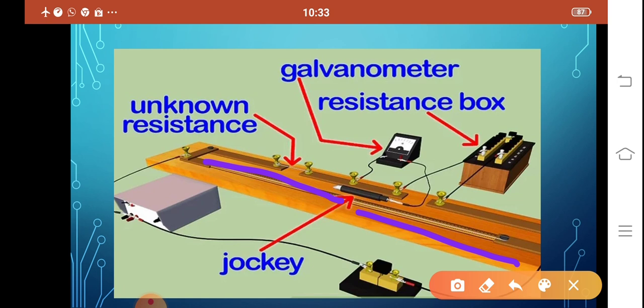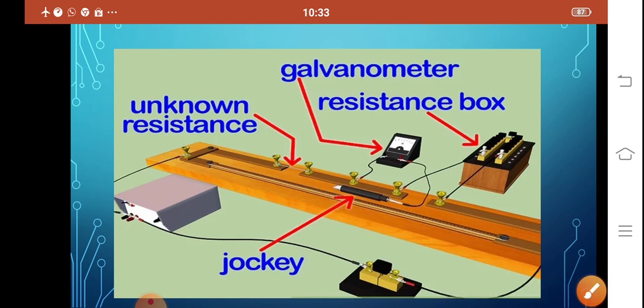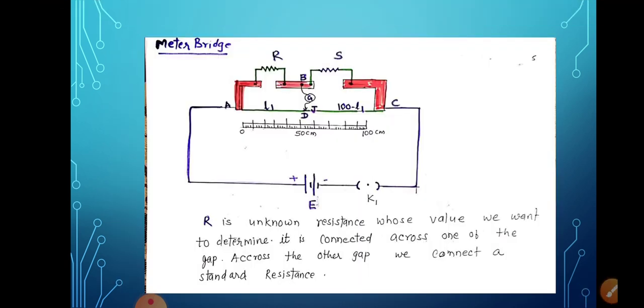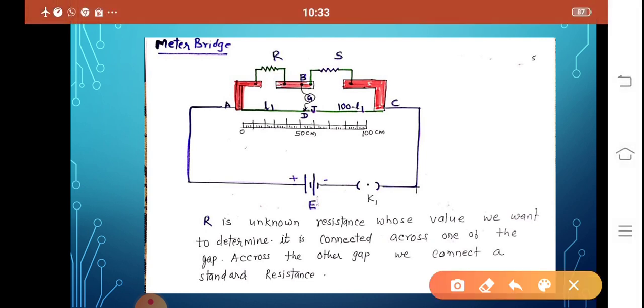So what will be the remaining length? 100 minus L. So what is the resistance of L length? If r is the resistance of unit length, the resistance of L length will be L into r cm. This length is what? 100 minus L. So what will be its resistance? 100 minus L into r cm. So 4 resistances will be there then. Now see, here we have R, S. R is the unknown resistance, S is the standard resistance. Suppose D is the point at which the galvanometer shows zero deflection.